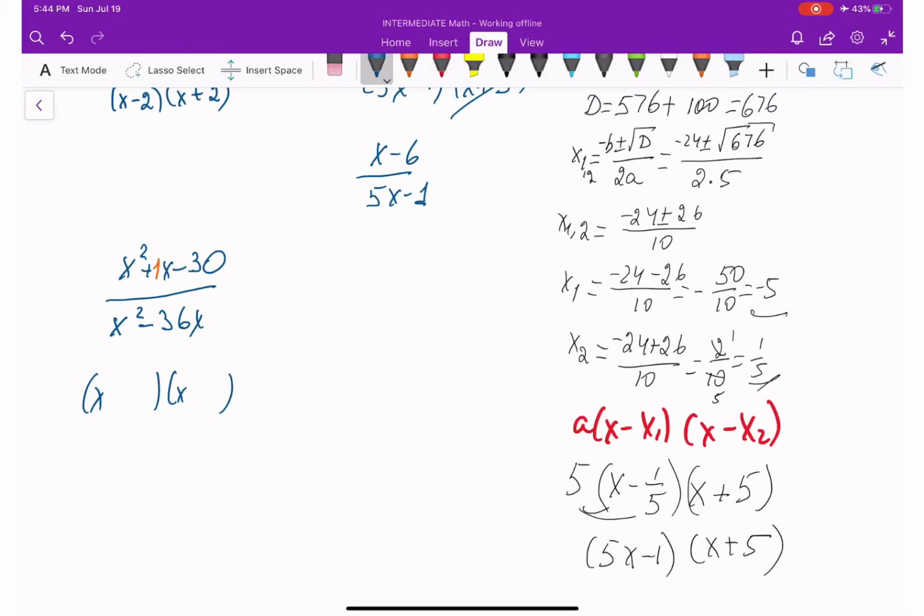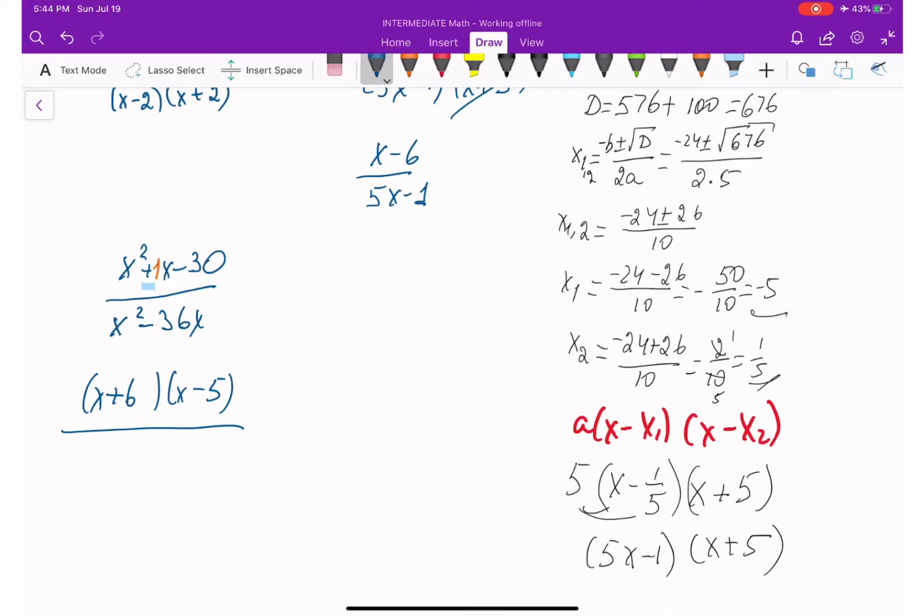That's going to be plus, and since addition, it's going to give us positive. So the biggest number is going to be positive, right? So I put there plus 6. Here I put minus 5. 6 times negative 5 is negative 30. 6 minus 5 is 1.